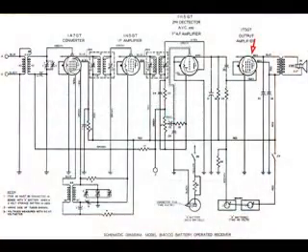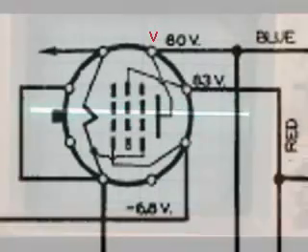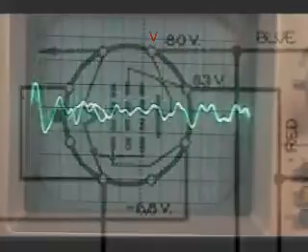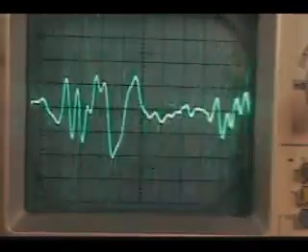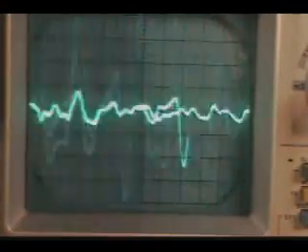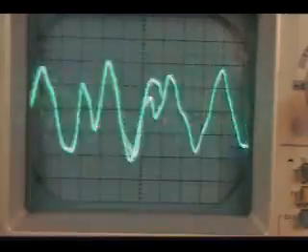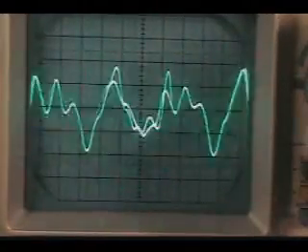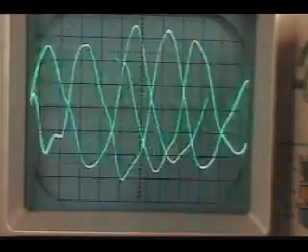Now I've changed the input of the scope to the plate of the 1T5, which has even a higher output, and I can control the volume at that point with the volume control. And of course there is no RF here.